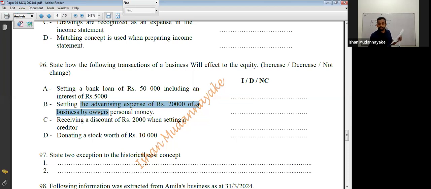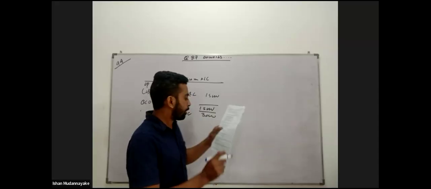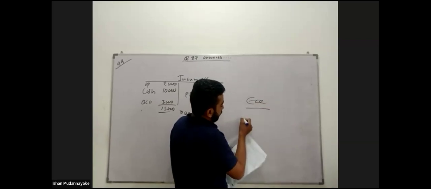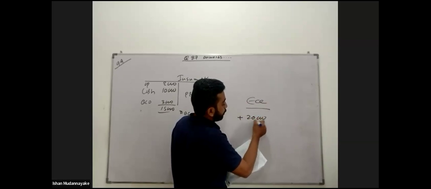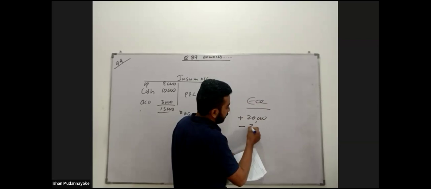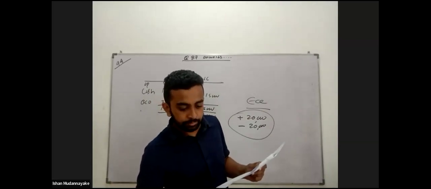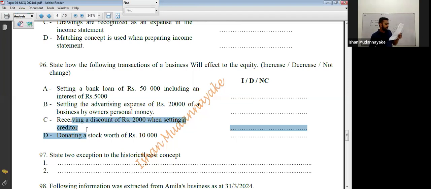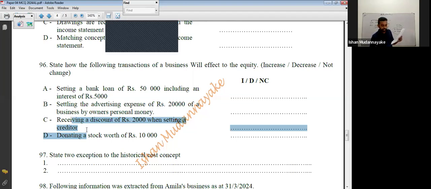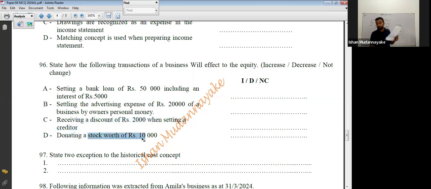Because of this transaction, equity increased by 20,000 because of the owner's money, but on the other hand, because of the expense, equity decreased by 20,000. So no change to equity. C: Receiving a discount of 2,000 when settling a creditor, equity increase. D: Donating stock worth 10,000, equity decrease.